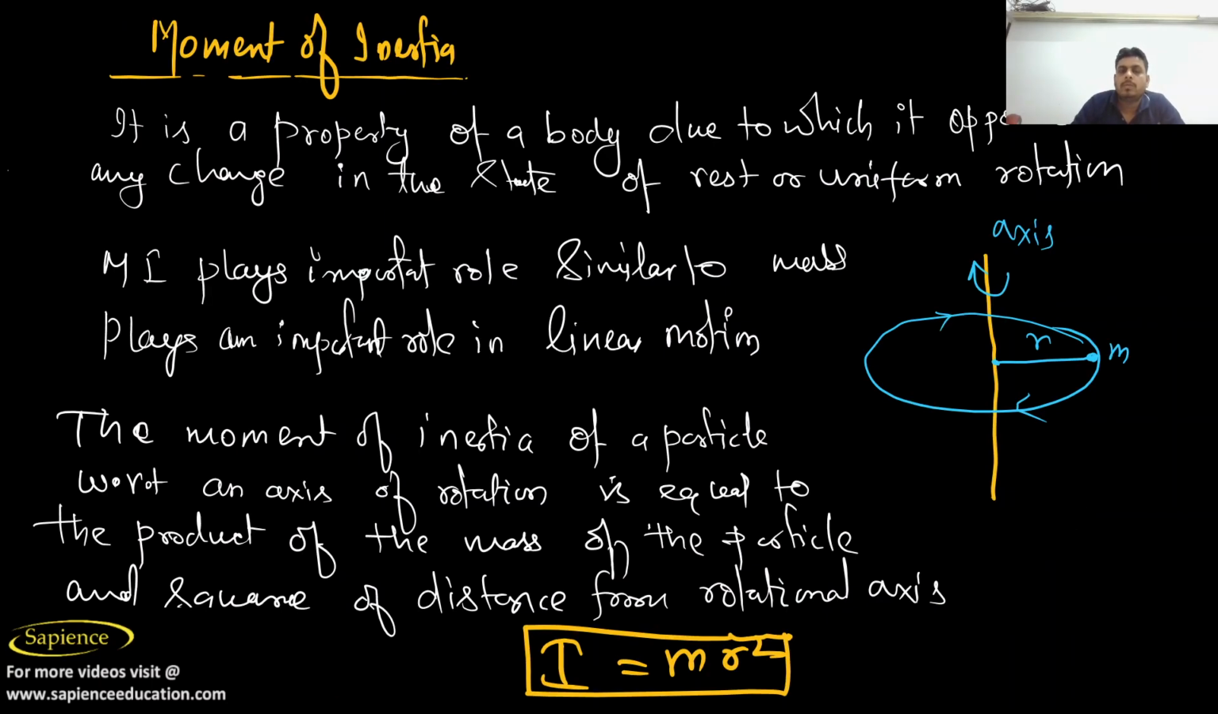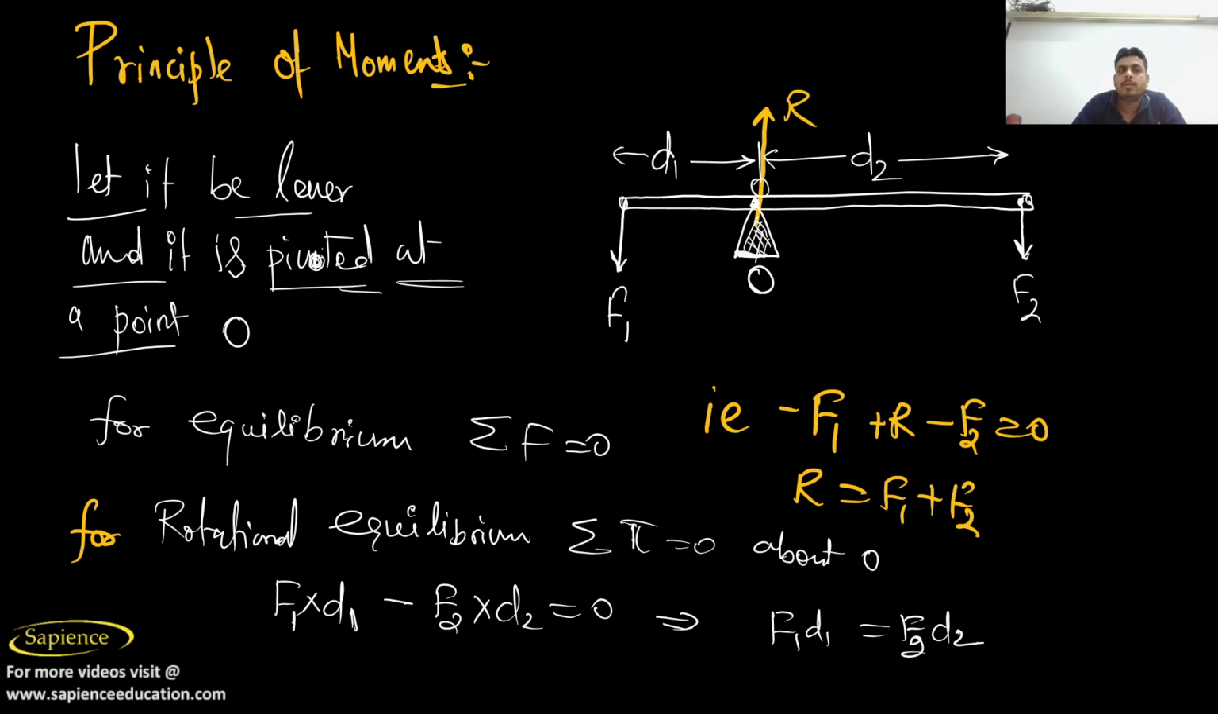So what is actually the principle of moments? Let us consider this. Before doing this, see, this is a rod, or we can say it is a lever. Let it be a lever, and it is pivoted at a point O. Pivot means there is a point at which it is being kept.